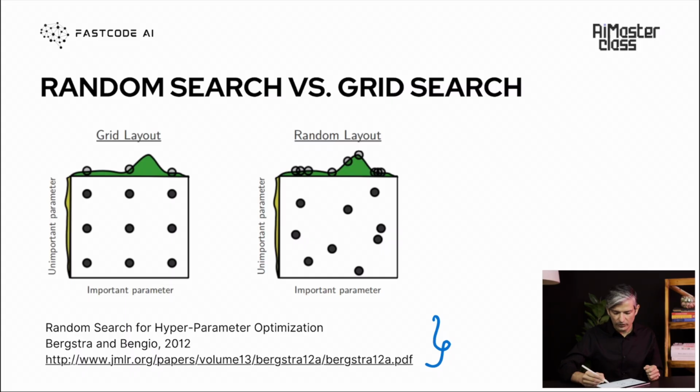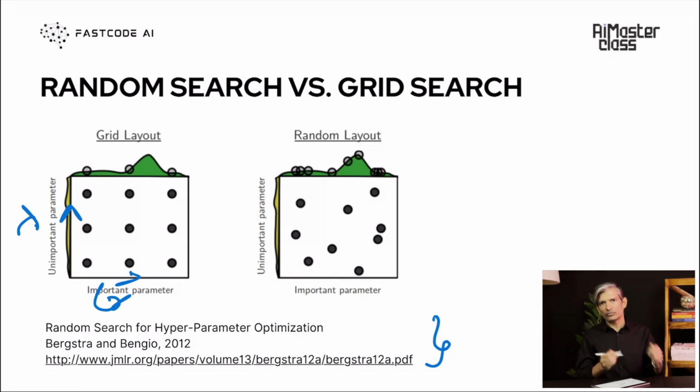What does grid search mean? Let's say this is your lambda and this is your learning rate, LR, on this axis. So this is your learning rate, this is your lambda. And what we found is that your learning rate is more sensitive, lambda is more robust. So lambda is, let's say, a less important hyperparameter.